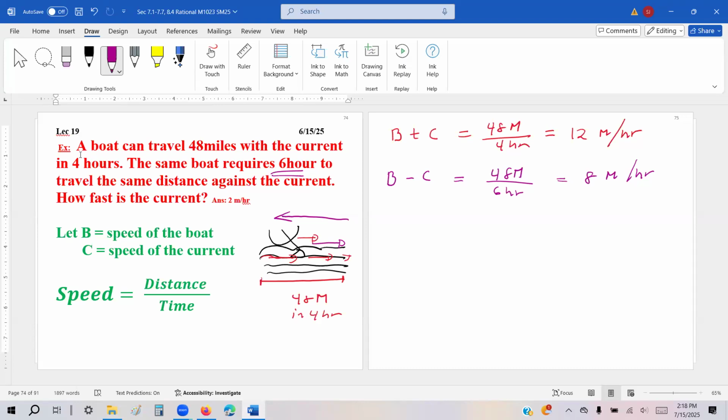I think it happens in the storm, right? In a storm, the current has higher speed than our boat, so our boat can't go forward. So in a storm, it's the other way around. But in a normal situation, the current is slower than the boat. So that's why it's B minus C, not C minus B.